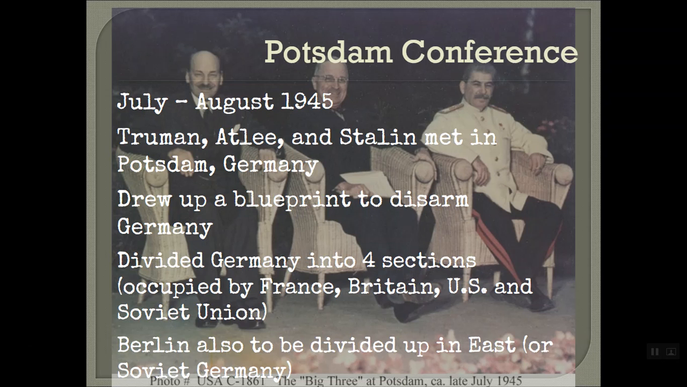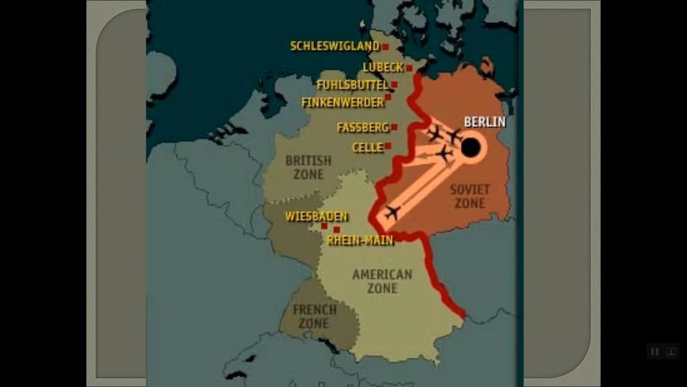This time the leaders are Truman, Attlee, and Stalin, and they come up with a blueprint to disarm Germany. They decided to divide Germany into 4 sections. Each section would be controlled by one of the winners, so France, Britain, US, and the Soviet Union. Berlin, the city itself, would also be divided into 4 parts. And the Soviets would control the eastern part, and then the others would control the western part.